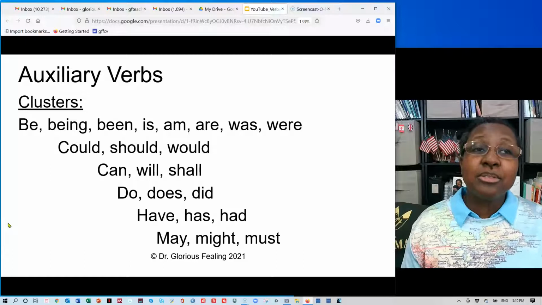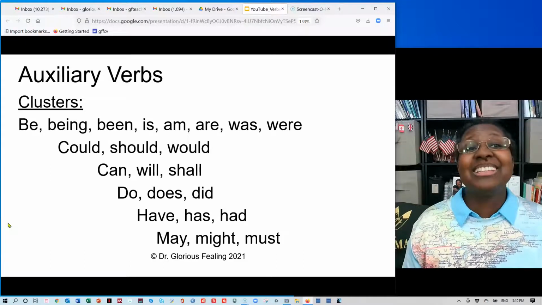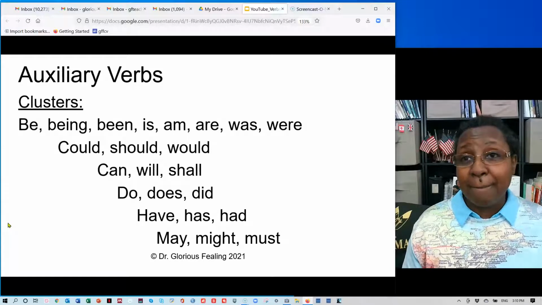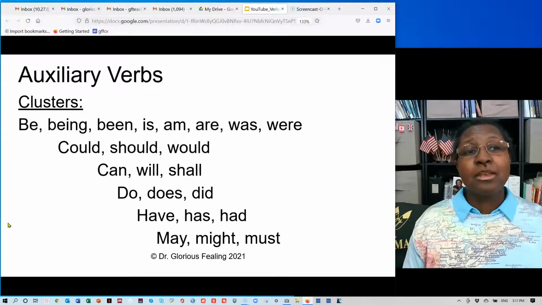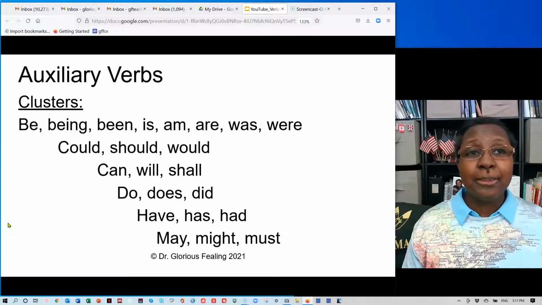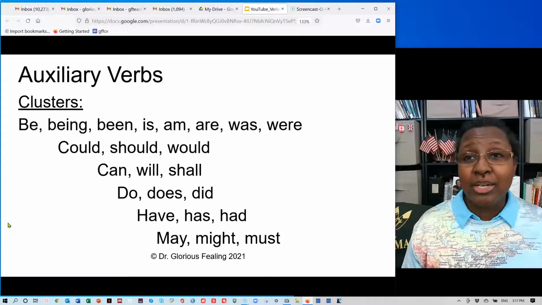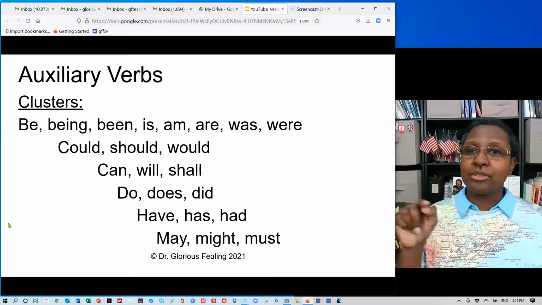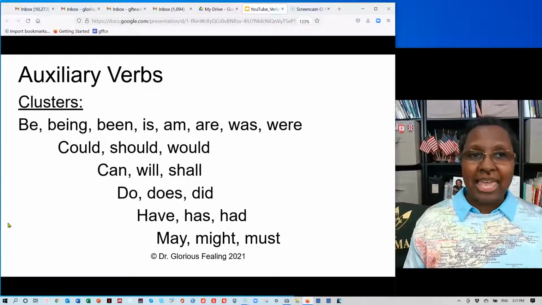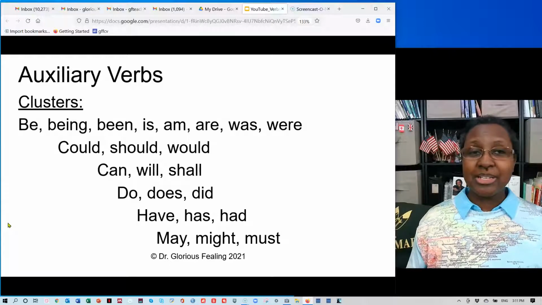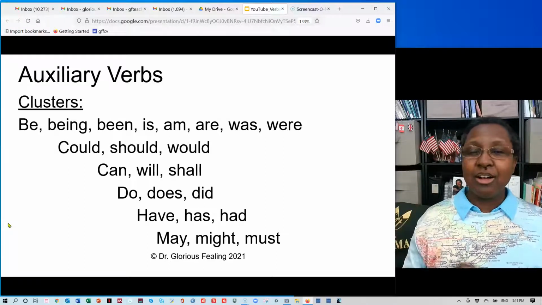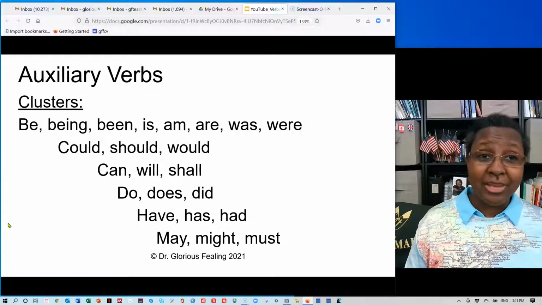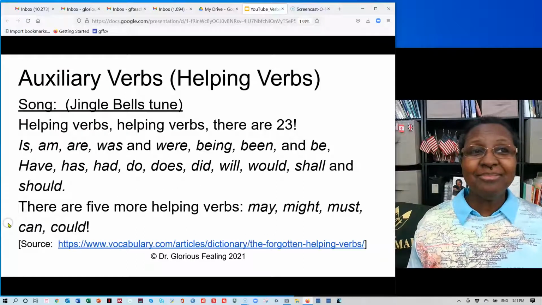I put my auxiliary verbs or my being verbs in clusters, and I alphabetize them by the first letter, starting with the letter B. The first cluster is be, being, been, is, am, are, was, were. Then I move on to the letter C. Could, should, would, that rhymes. Could, should, would. Can, will, shall. Do, does, did, letter D. All the letter H's, have, has, had, and all the letters with M, may, might, must.